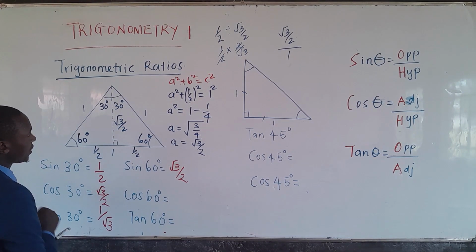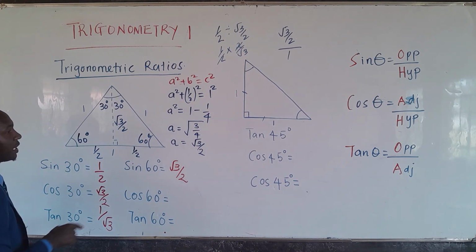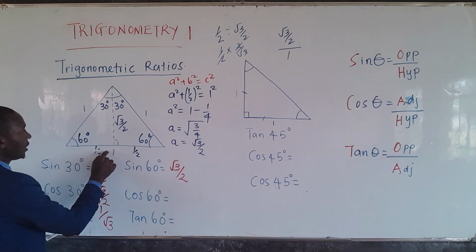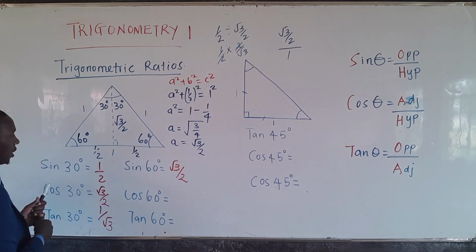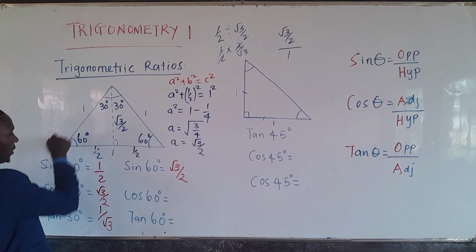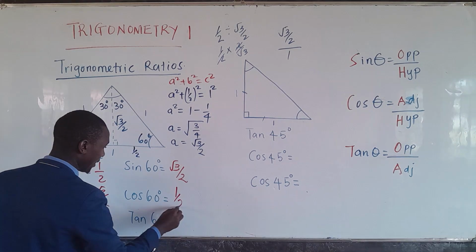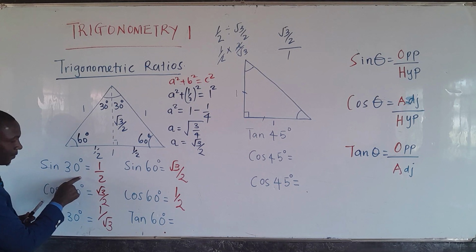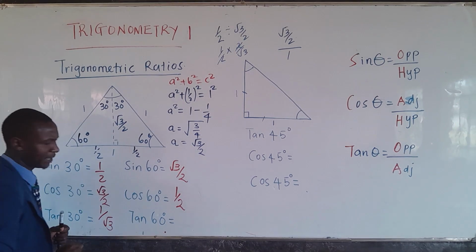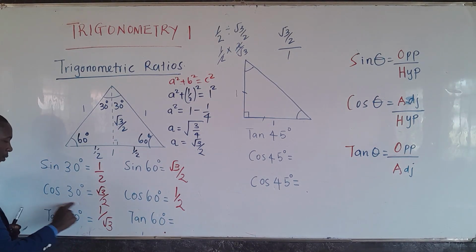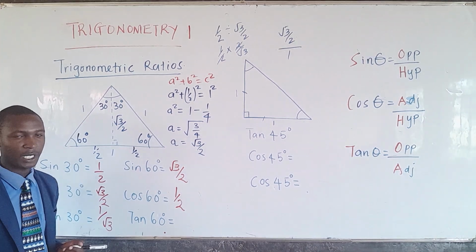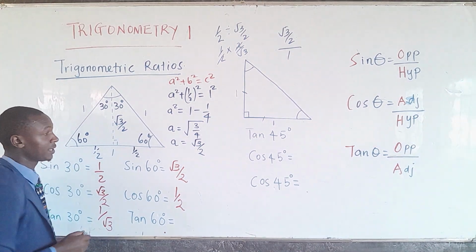Now, we have cos of 60. The cos of 60 is going to be the adjacent divided by the hypotenuse. So, the adjacent is a half divided by 1, then you get half. And you have to notice something, that the sine of 30 and the cos of 60 are the same. At the same time, cos of 30 and sine of 60 are the same. If you try that in your calculator, you're going to notice the same.